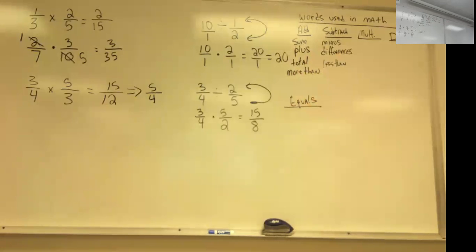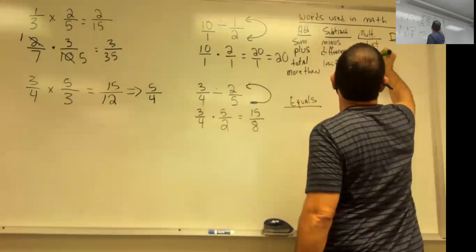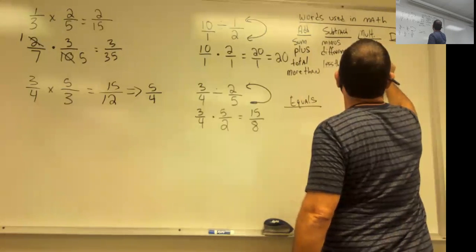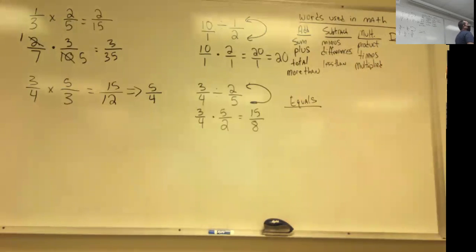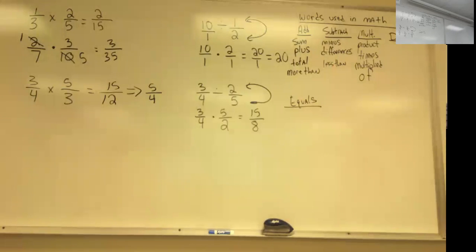Multiplication. Product is the big one. Multiplied by, but there's one word that means multiplication and it's only 2 letters. Oh, dang, perfect. Right? Of means multiplication. I got 1/3 of a dollar. You would multiply that, okay?